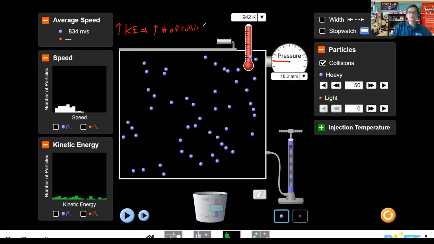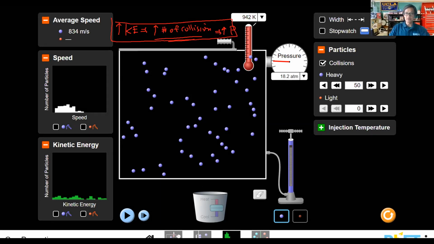And remember, we talked about this yesterday. If there's any way that we can change the number of collisions, that will lead to an increase in pressure. So an increase in kinetic energy leads to an increase in the number of collisions, which then leads to an increase in pressure. This is how we can explain why increasing the temperature, which we saw here by adding more heat, increases the pressure. We know now why the pressure increases, because the kinetic energy of the particles goes up because the speed increases, and so they're going to collide with each other more often. And if the number of collisions increases, the pressure also will increase.